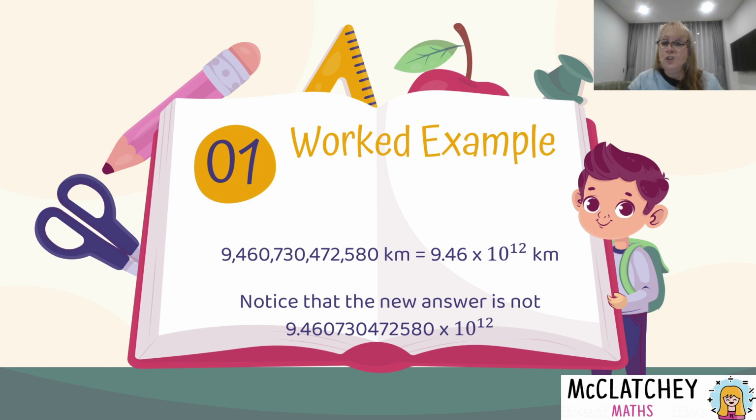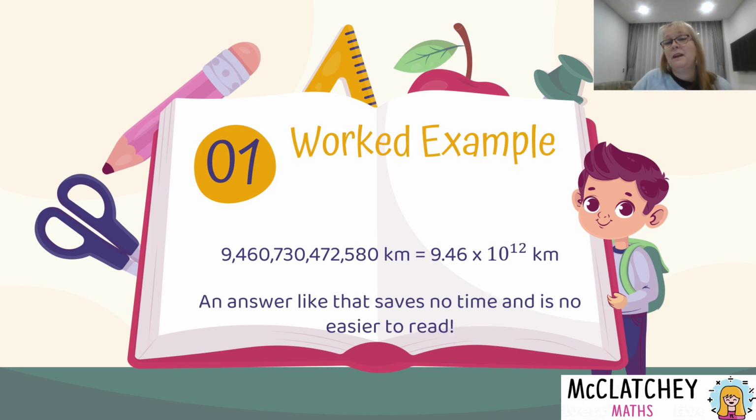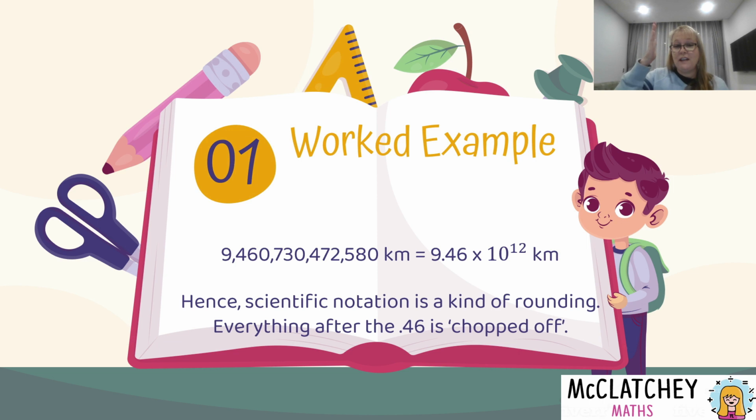Okay, so our new answer, you'll notice, is not 9.46073047250, because the whole point of doing scientific notation is we want to keep it simpler. So that would not be simpler. It would be no time saving by writing it that way, and it would be no easier to read. So we're effectively chopping off, as I mentioned earlier, after the 6, and it's a form of rounding. So that's something to bear in mind. Scientific notation is a type of rounding.